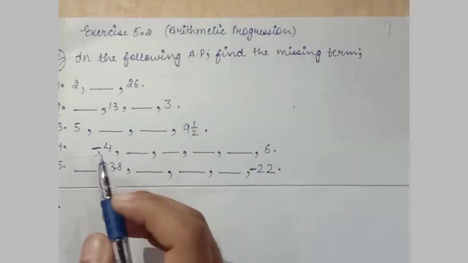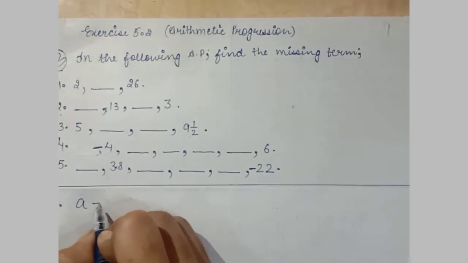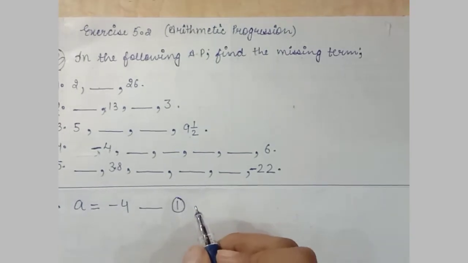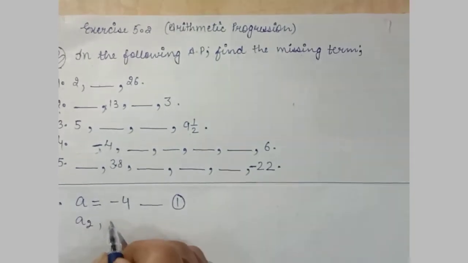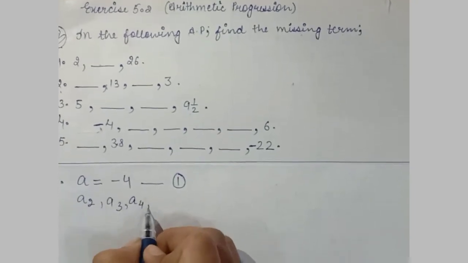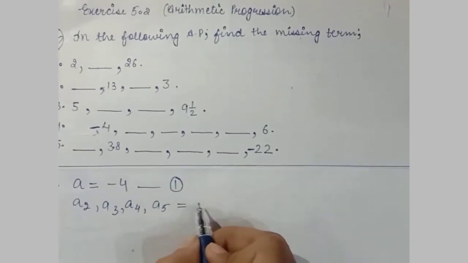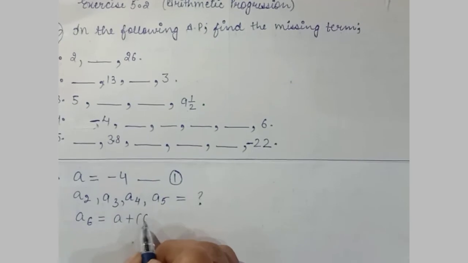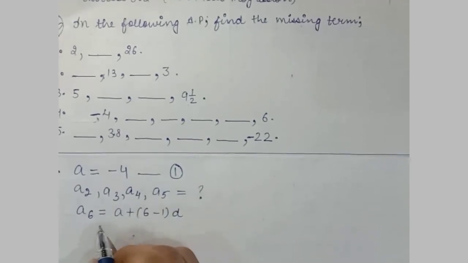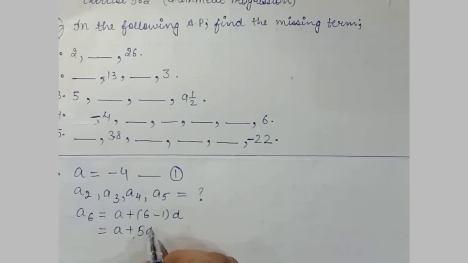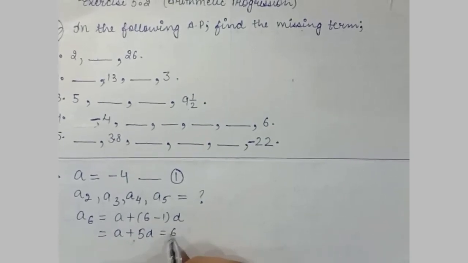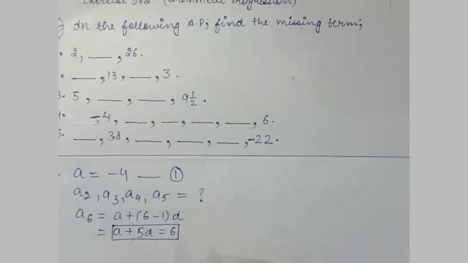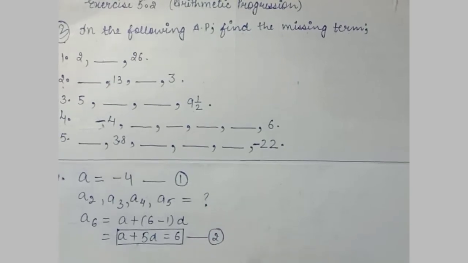In the fourth question, we are provided the first term a is minus 4. Let it be equation number 1. We have to find the second term, third term, fourth term, fifth term. We are given the sixth term, that is a plus 6 minus 1d, or a plus 5d, is 6. Let it be the second equation.